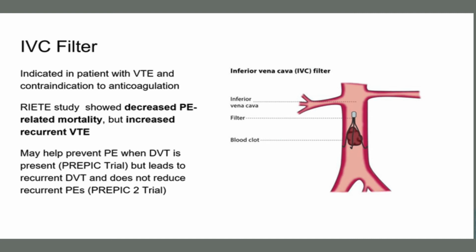An IVC filter is something else that might come up on rounds. This is really only indicated in patients with a clot if they have contraindications to pharmacological anticoagulation. So an IVC filter is a mechanical filter that is placed in the IVC, the inferior vena cava, and meant to protect the lungs from having a clot go up and block your lung pathway. IVC filters have shown essentially a decrease in some PE-related mortality, but do increase the amount of recurrent clots. It can also maybe help prevent PEs when the DVT is present, but does lead to recurrent clots and does not necessarily reduce recurrent PEs.